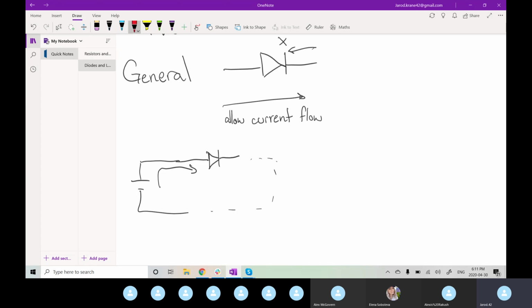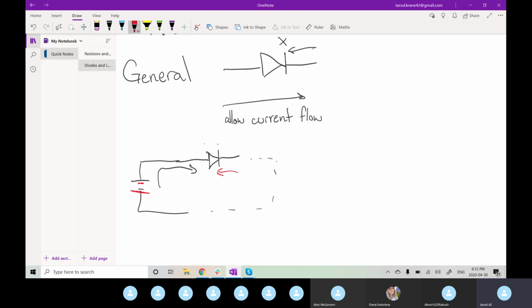And then in the event that you mess up and you place your battery backwards, it would block any current flow from coming back through the diode, so you would have an open circuit at this point. You wouldn't have any current flow and you wouldn't be able to destroy your electronics through a short circuit.